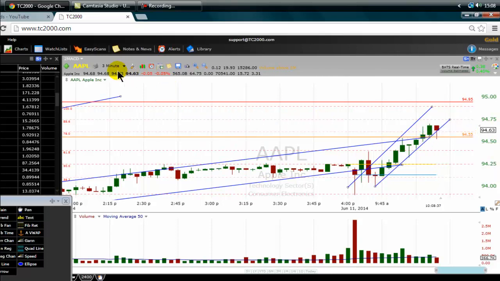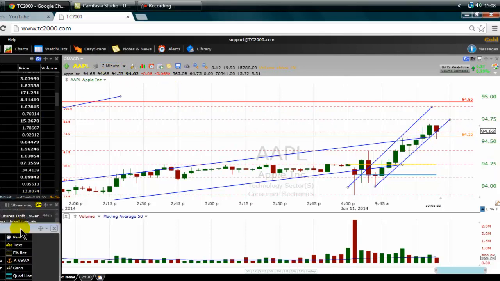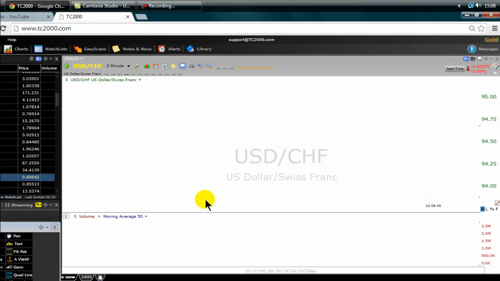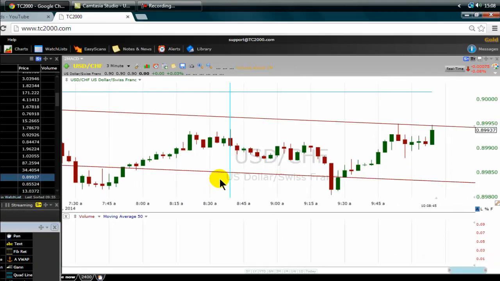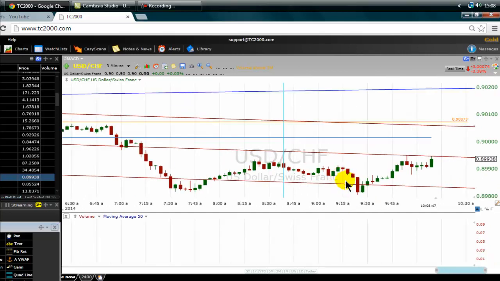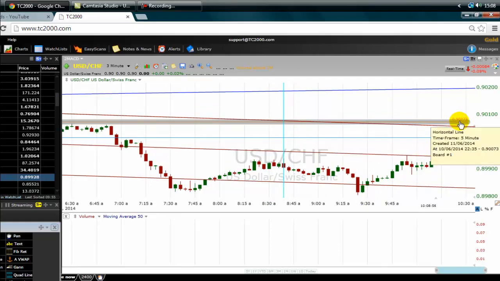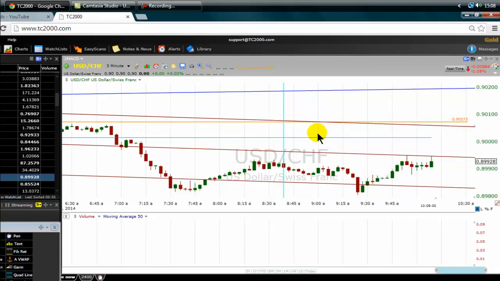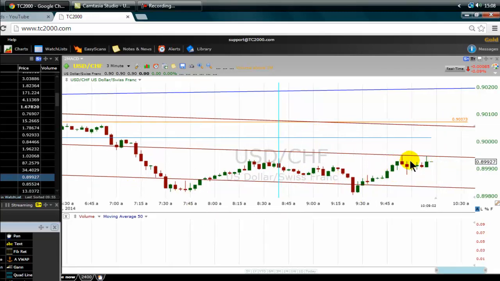So let's go back to the dollar Swiss franc, which I sold this morning. As you can see, the price is going back up. It went down all the way here. We paused the video here, and now it's going back up again. And my entry point was at 9007. So I'm not going to close this trade yet.